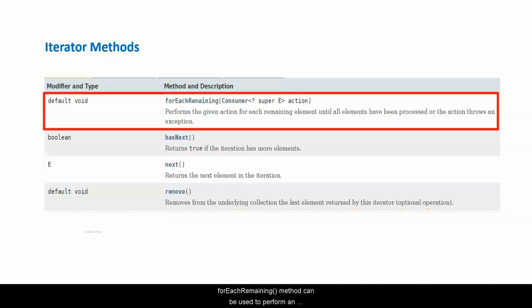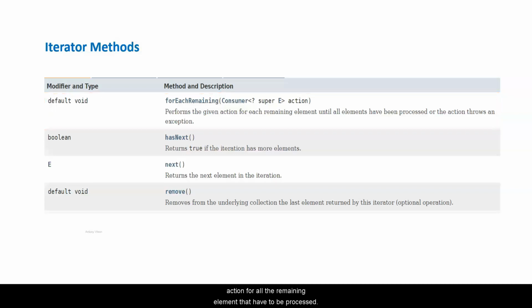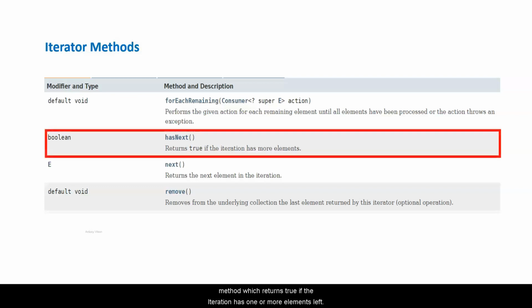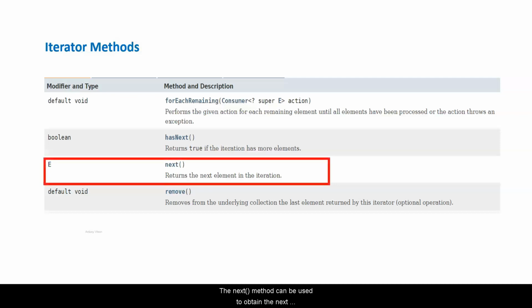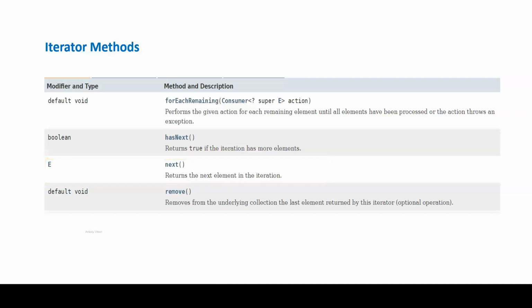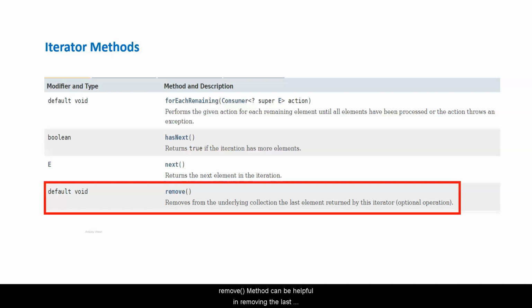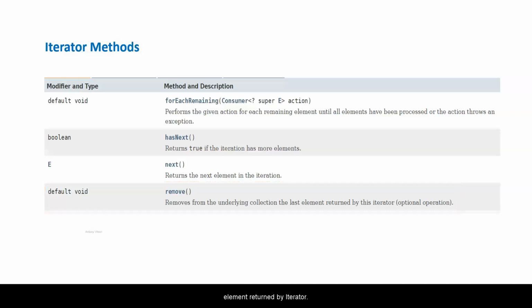The forEachRemaining method can be used to perform an action for all the remaining elements that have to be processed. It's a void method. The next one is the hasNext method, which returns true if the iteration has one or more elements left. The next method can be used to obtain the next element in the iteration. The remove method can be helpful in removing the last element returned by the iterator. These are the four methods.